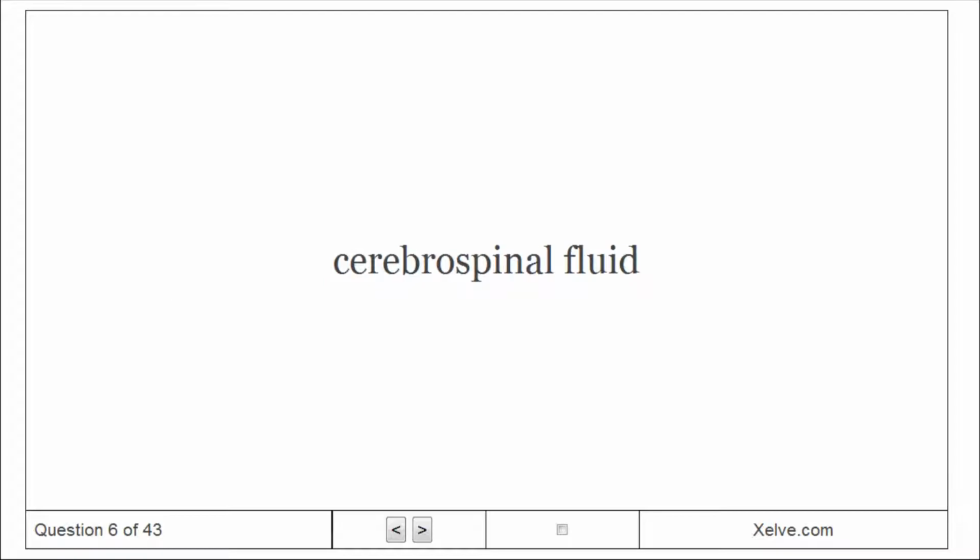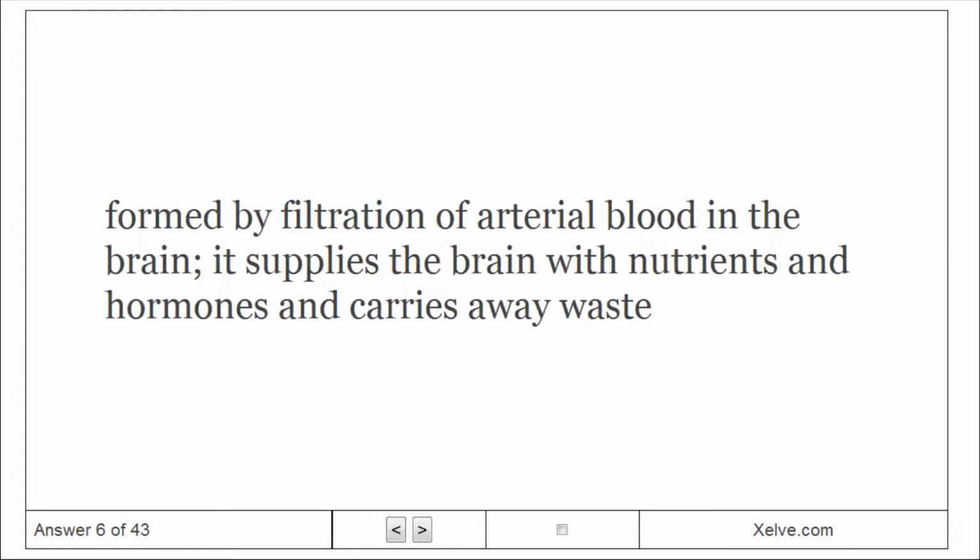Cerebrospinal fluid. Formed by filtration of arterial blood in the brain, it supplies the brain with nutrients and hormones and carries away waste.